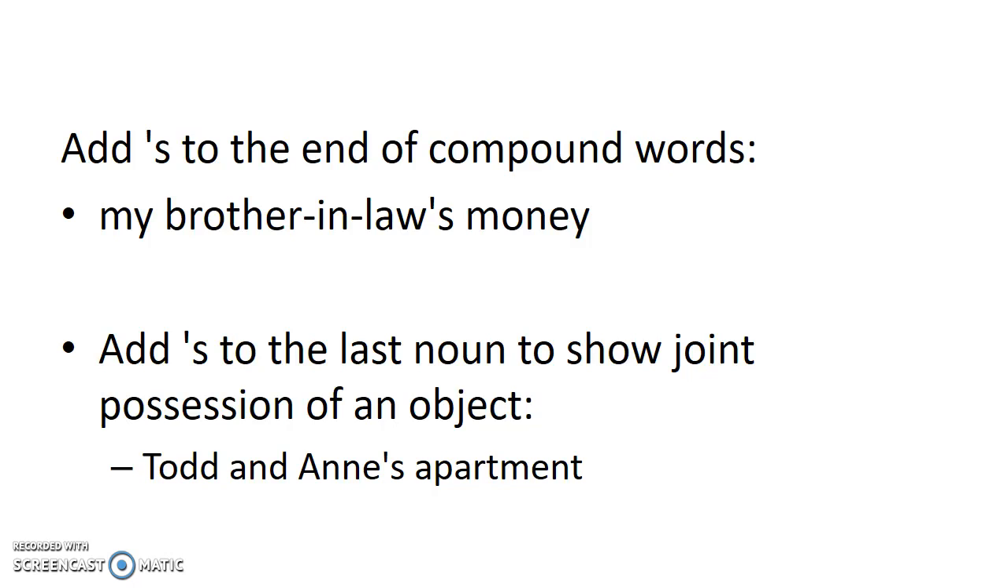Is there an s missing from apartments? Did Todd and Anne get a divorce and now they're living in 2 separate apartments? Or do they have one? So in order to prevent confusion, you only put the apostrophe s on the second person. So we know that Todd and Anne are still in one apartment. There's been no divorce. All is happy in Todd and Anne's singular apartment.